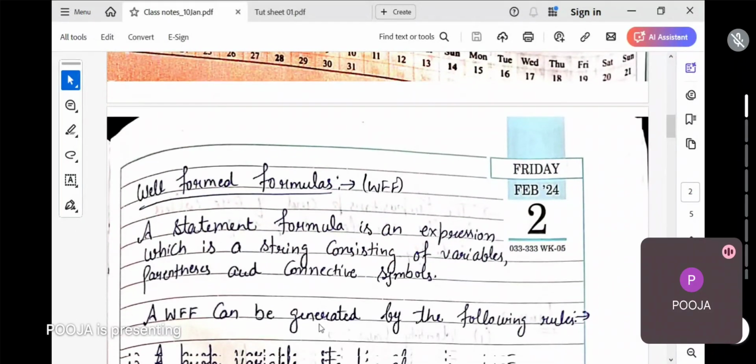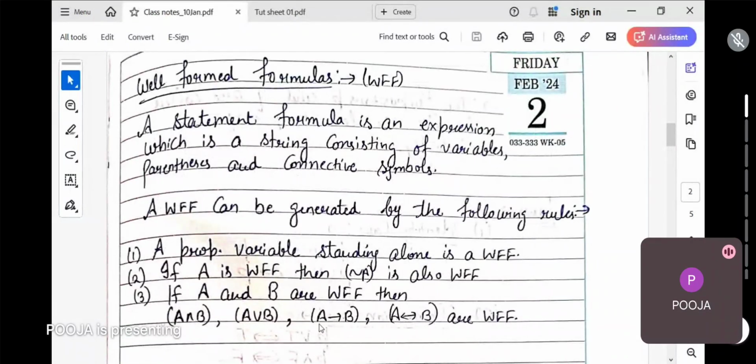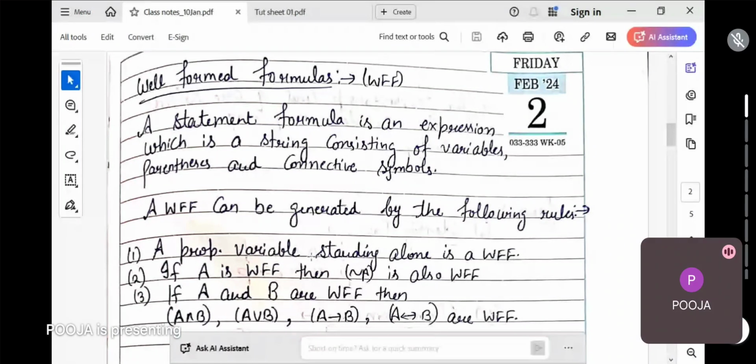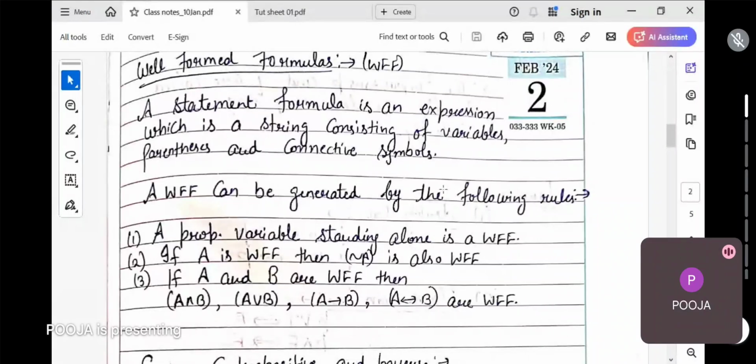The next notion is the well-formed formulas. A well-formed formula is an expression or statement which we create with the help of propositions. We have studied conjunction, disjunction, negation, conditional, and other logical connectives. Any formula we obtain from given propositions with the help of these connectives is known as a well-formed formula. There are certain rules to obtain a well-formed formula. Number one: a propositional variable standing alone is a well-formed formula.